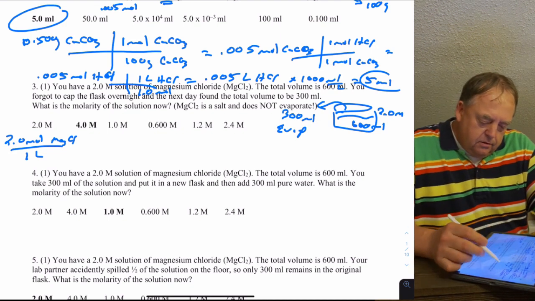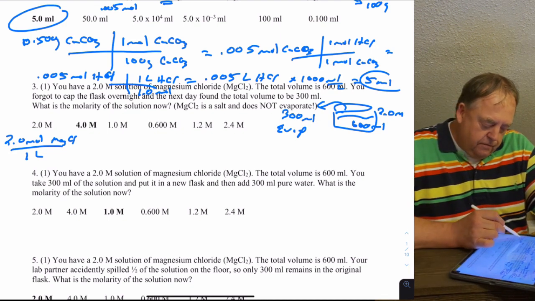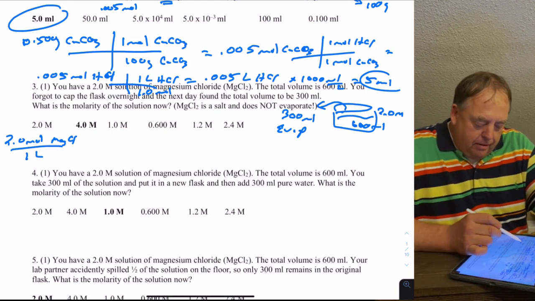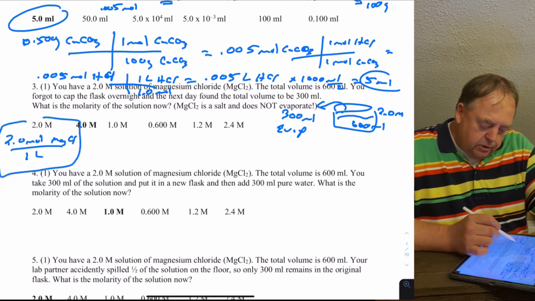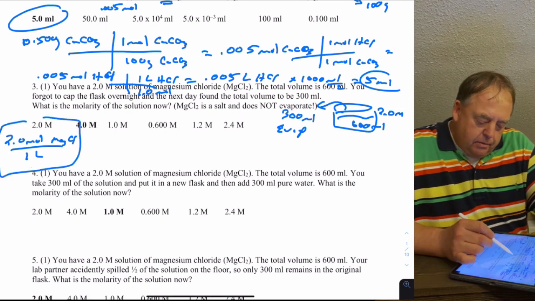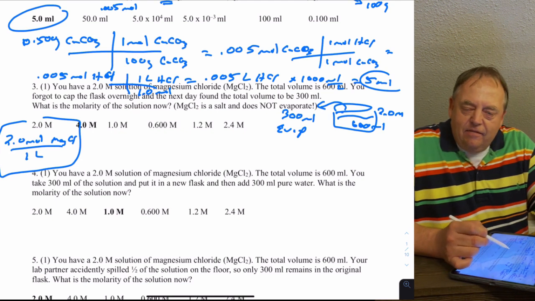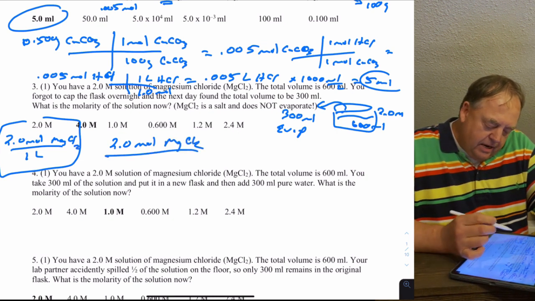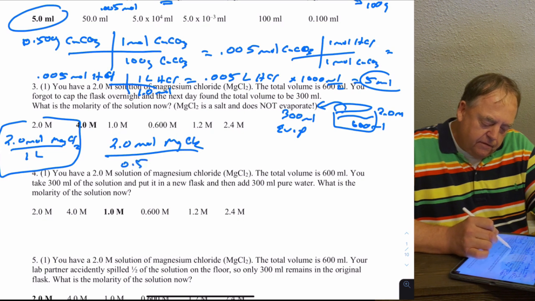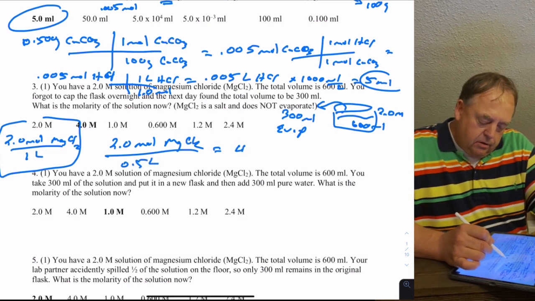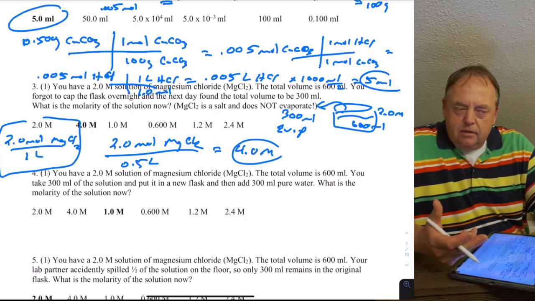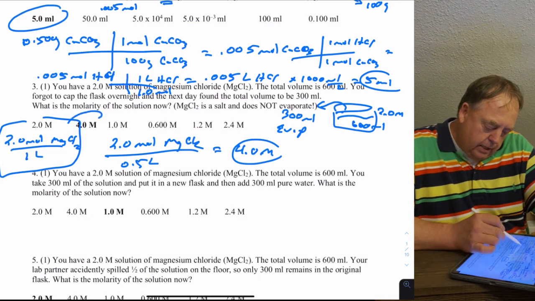So we can make this calculation easier. 2.0 capital M means 2.0 moles per liter. If half of the volume evaporates, but magnesium chloride is a salt, it does not evaporate. So you still have 2 moles of the MgCl2, but now the volume is halved, so now it's 0.5 liters. If you calculate that out, you would see that it's 4 molar, right? So if you decrease the volume by 2, the molarity doubles. That would be the answer.